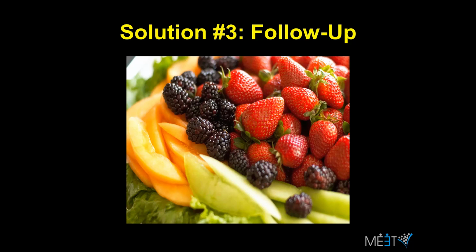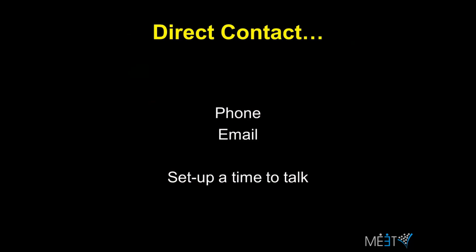So the third solution, and again, we're focused on the pavilion hosts, is around follow-up. We're looking at fruit. Fruit is perishable. It's just like the leads you get at a trade show. They will perish. They will die on the vine if we don't nurture and care for them fairly quickly. So it's kind of simple, right? We're going to make a phone call.